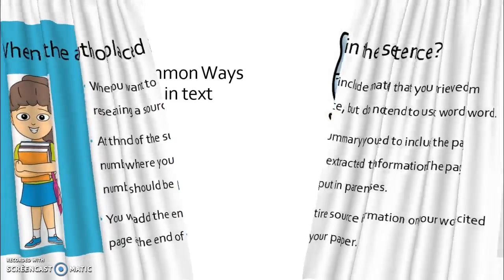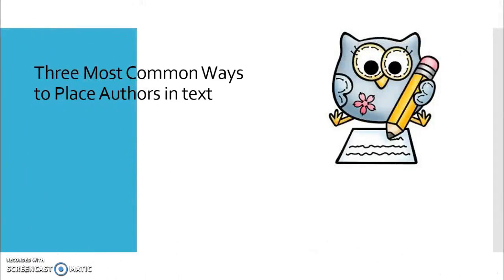So, next I'm going to go over the three most common ways to place authors in the text. You could directly mention the author, so that's some of the things that I just mentioned: in Mr. Brown's essay, in Wilbur's study, in a book by Gabriella, those types of things.